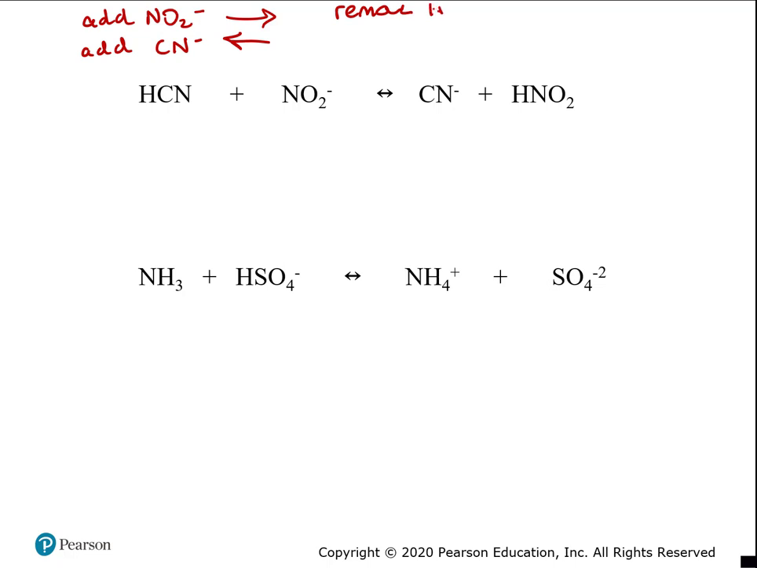Okay, so what if I remove HCN? So if I remove HCN, HCN's over on the left side, it always shifts towards whatever I take away. So if I take out HCN, the reaction will shift to the left to try and restore equilibrium. So what if I remove HNO2? To the right. That's going to cause it to shift to the right.